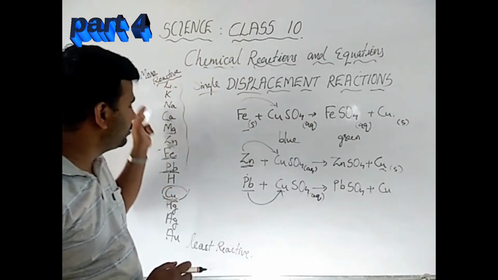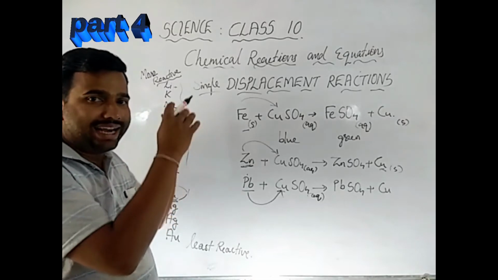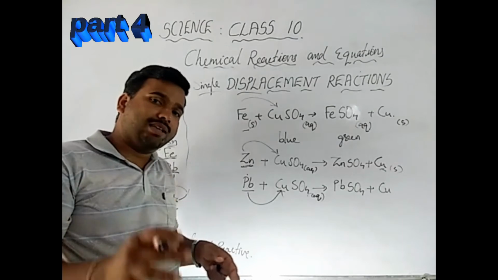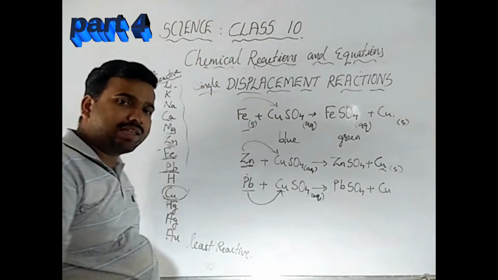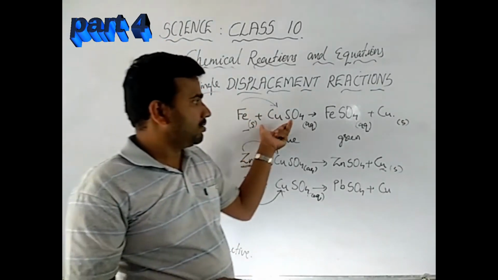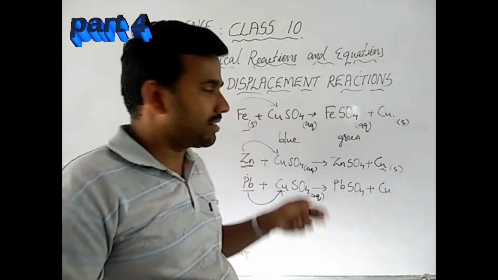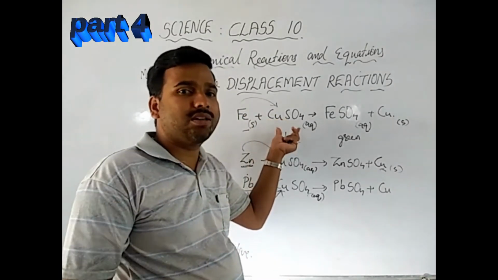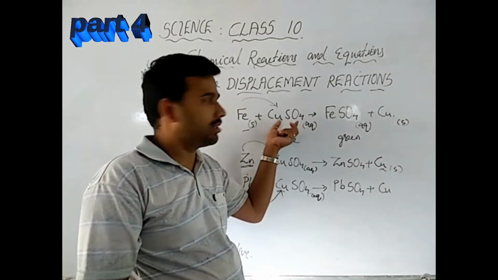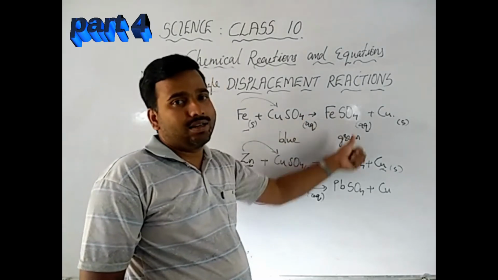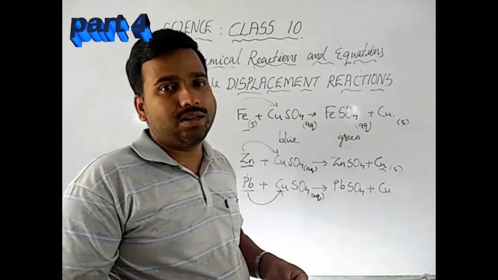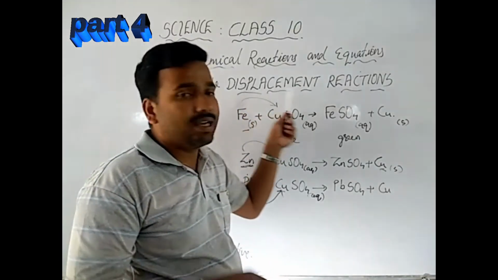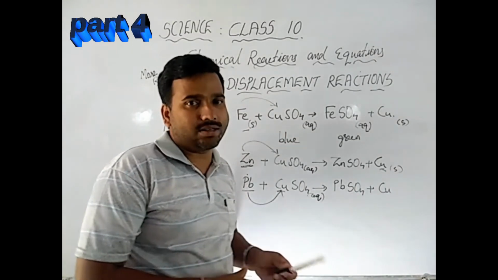Remember this particular table, the reactivity series. Reactivity series means it is a series in which the metals are arranged in the order of decreasing reactivity. So this particular reaction, in which a more reactive metal displaces a less reactive metal from its aqueous salt solution, is known as a displacement reaction, in which a single species is getting displaced. So they are known as single displacement reactions.